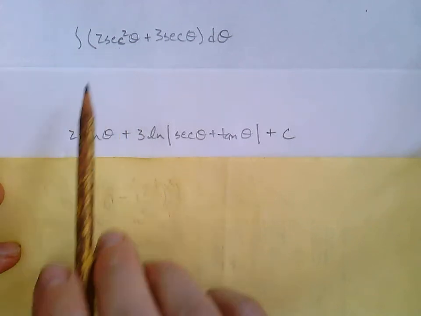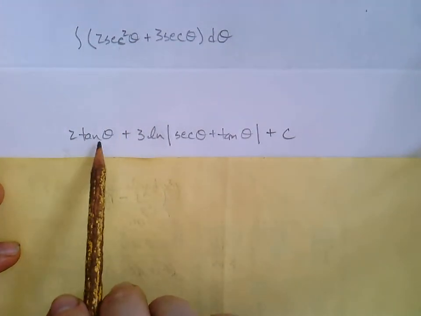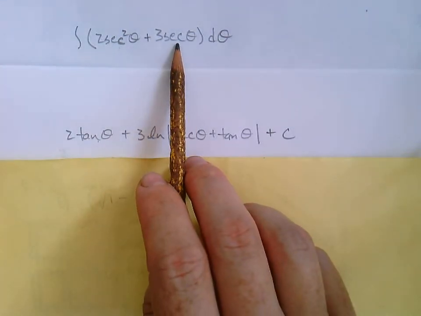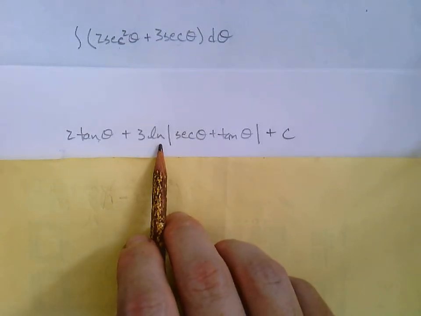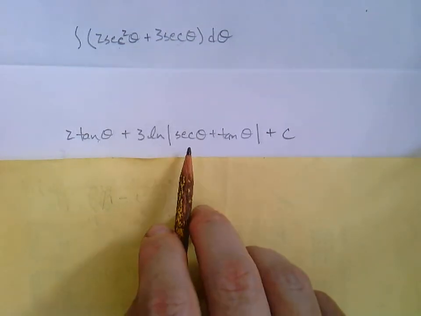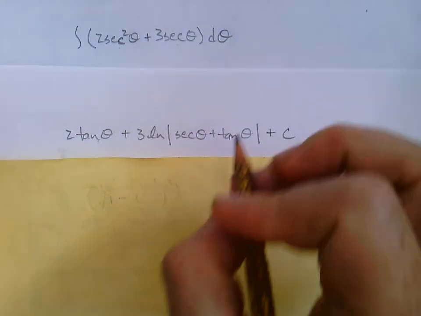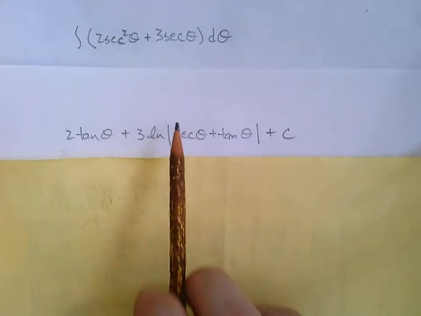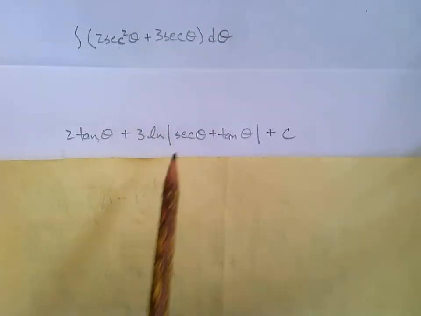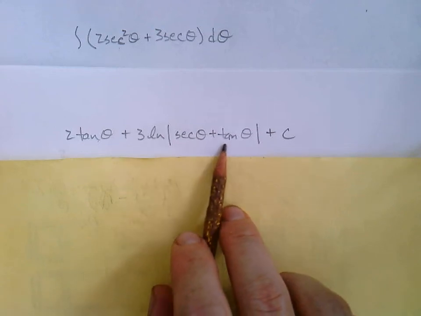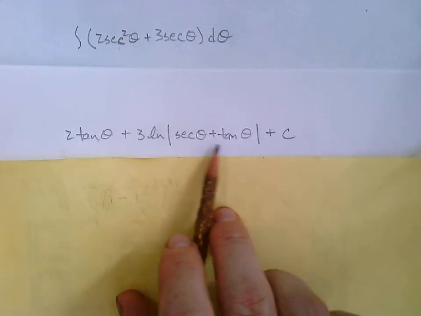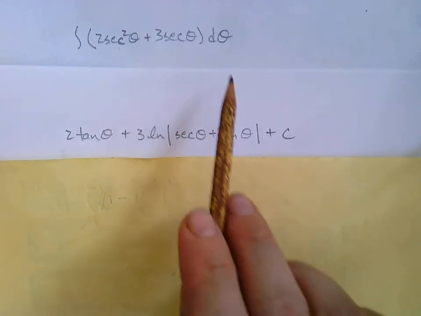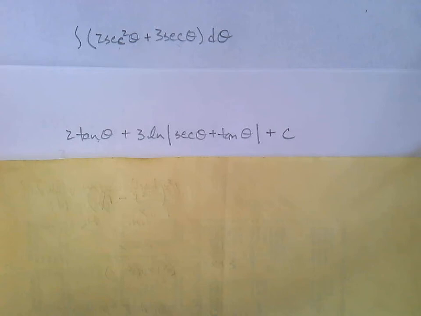So let's start here with something we all do know. Secant squared, well, antiderivative would be tangent. So we got 2 tangent theta. The antiderivative of secant theta turns out to be this, the natural log of the absolute value of secant theta plus tangent theta. So there we go. Now, proving that this is the antiderivative is actually very simple. Just take the derivative of that natural log, and using the chain rule, you'll get some really nice cancellation, and you'll just get right back to secant theta.